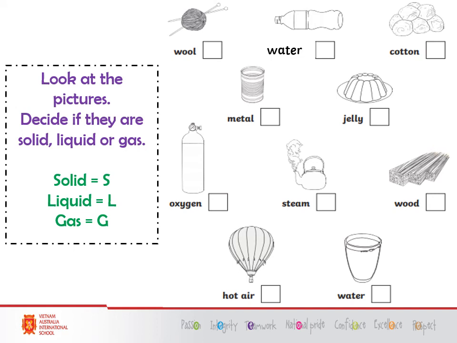Last activity for today. Look at the pictures, decide if they are solids, liquid, or gas. Write S in the wee box under for solid, write L for liquid, and write G for gas.